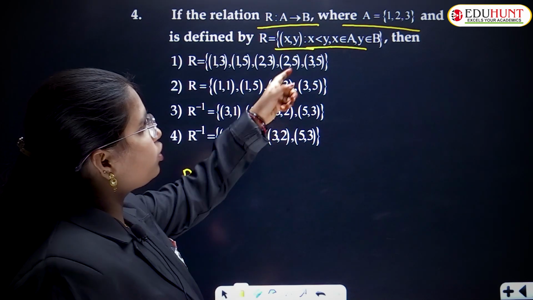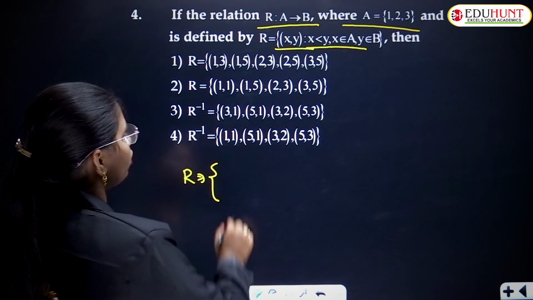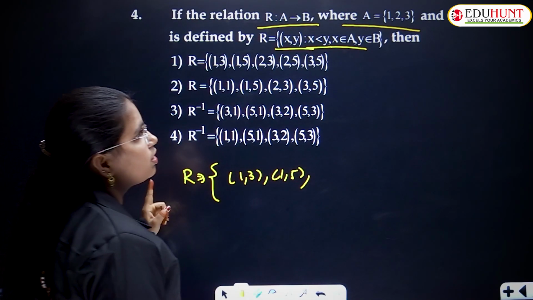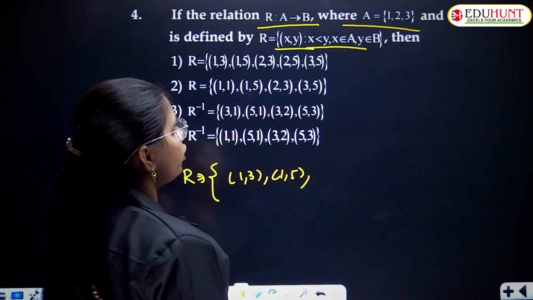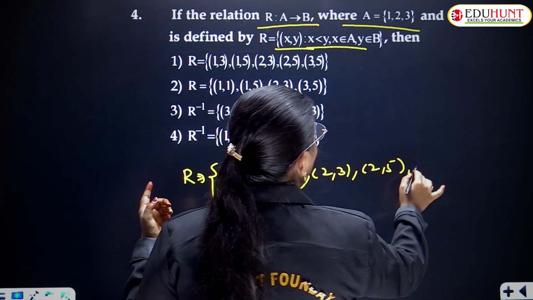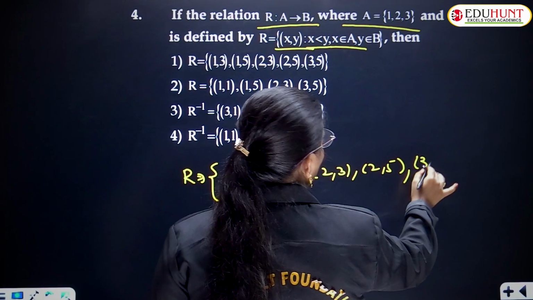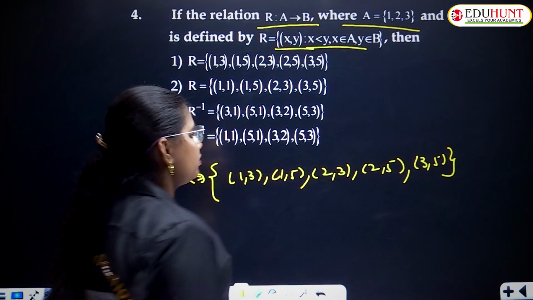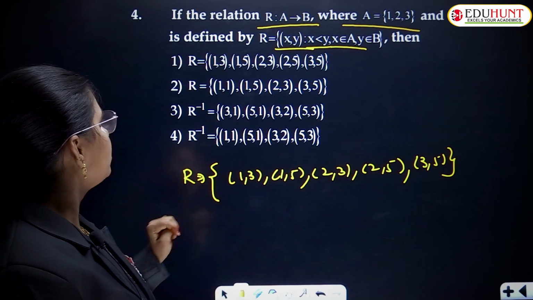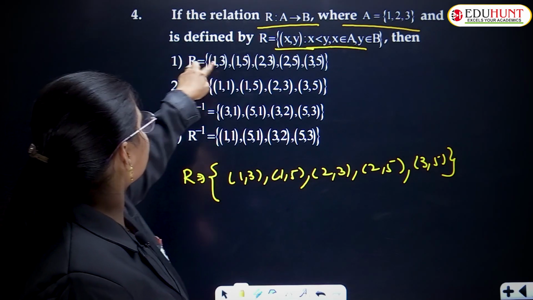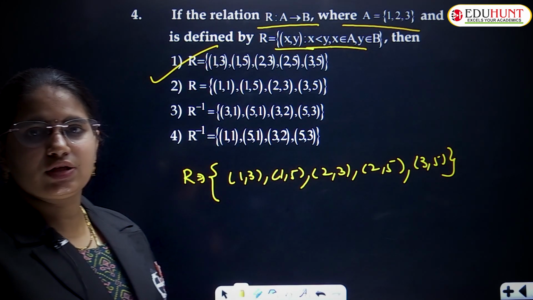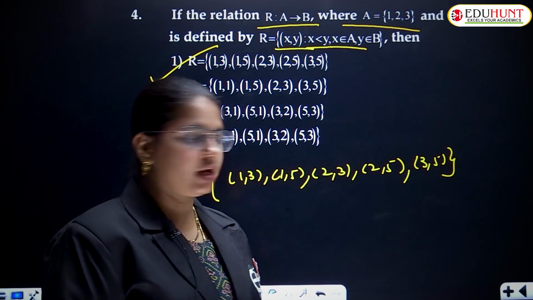So let me take 1 comma 1, I cannot take. Next 1 comma 3 I can take. Next 1 comma 5 also I can take because X is less than y. 2 1 I cannot take. 2 3 I can take, and 2 5 also I can take. Next 3 1, 3 3, 3 5. So I have to take like 3. These are the elements of a relation which is being satisfied of the question. So what is the given answer? 1 3, 1 5, 2 3, 2 5 and 3 5, which is option 1. Am I clear with this question? Can I get back to next one?